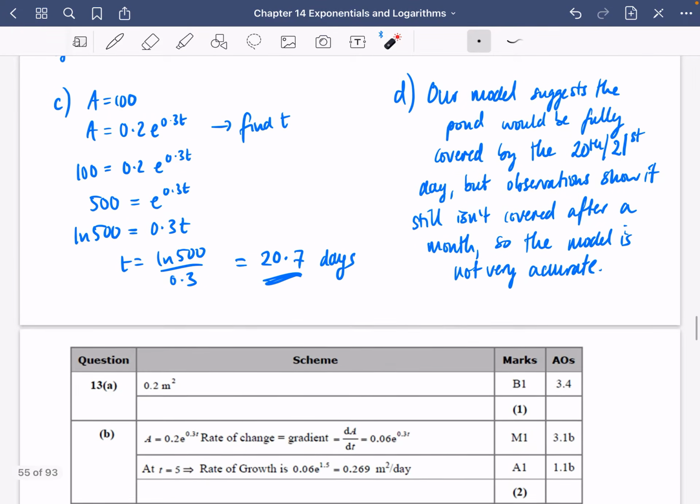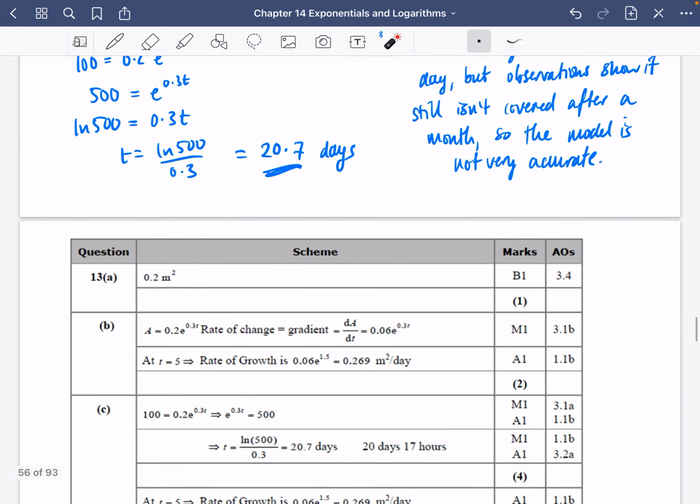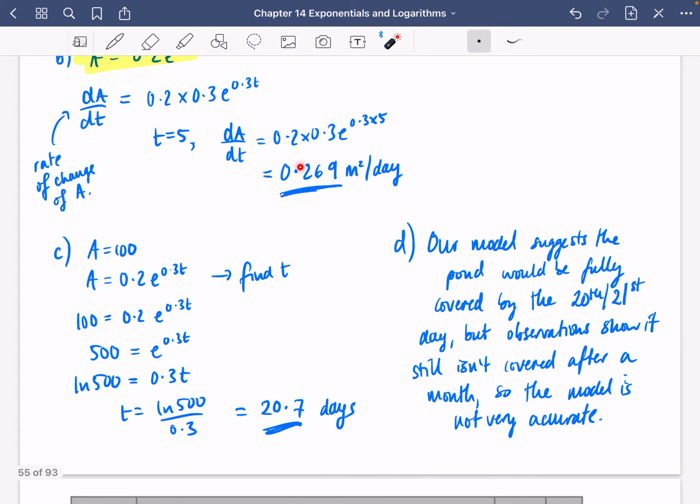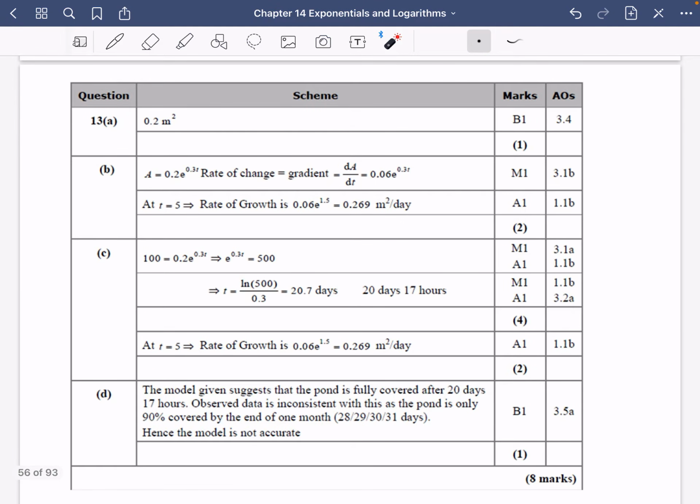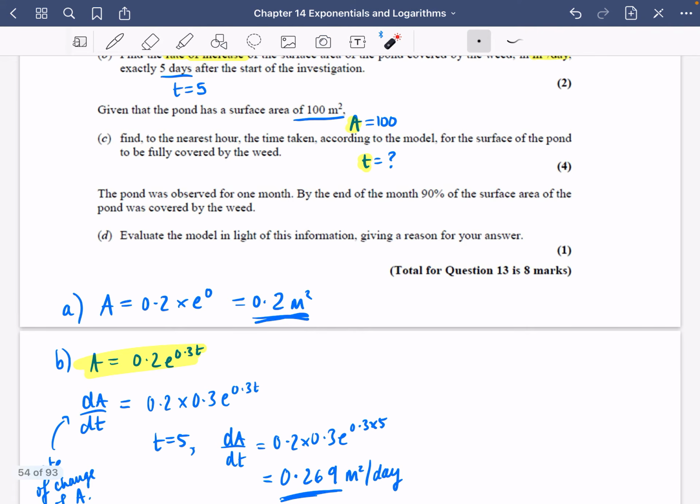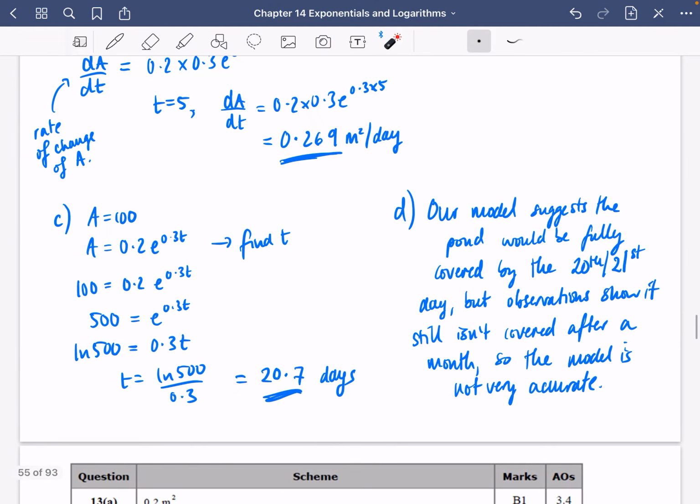Let's see the answers. So we got 0.2 correct. We got the 0.269, which we have here. We got the 20 days and 17 hours, which is the same as 20.7. Did it ask for it to be given in days and hours? Ooh, it does say find to the nearest hour. So I probably would have lost a mark there. So we're going to have to do this 0.7 hours.